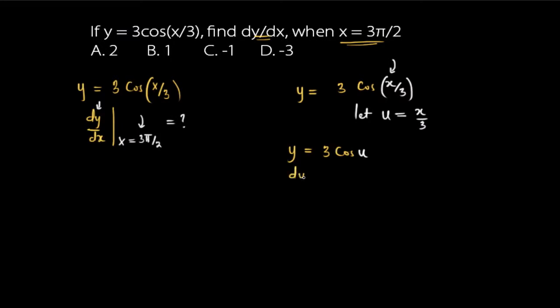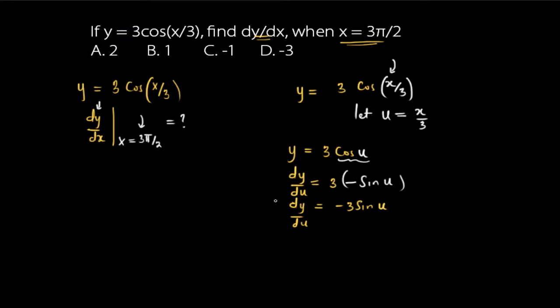Now if y equals 3 cosine of u, I can find the derivative of y with respect to u, that is dy/du. 3 is a constant, so we leave it the way it is. If you recall, the derivative of cosine of u is negative sine of u. So 3 times -1 gives -3 sine of u. So this is my dy/du.